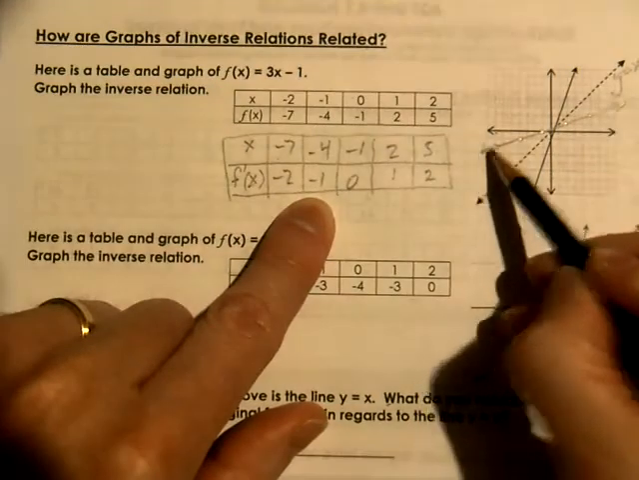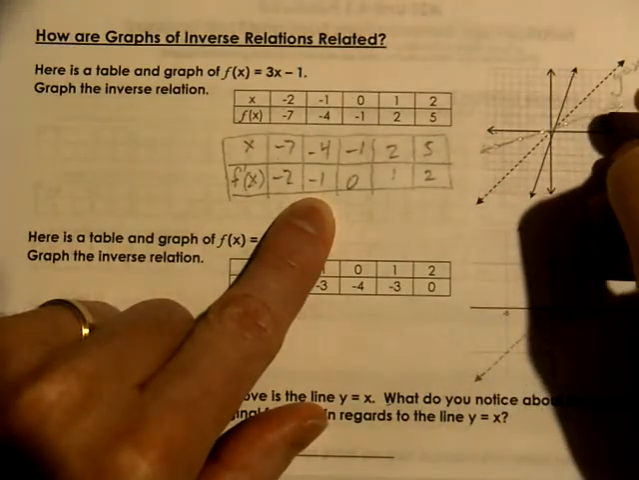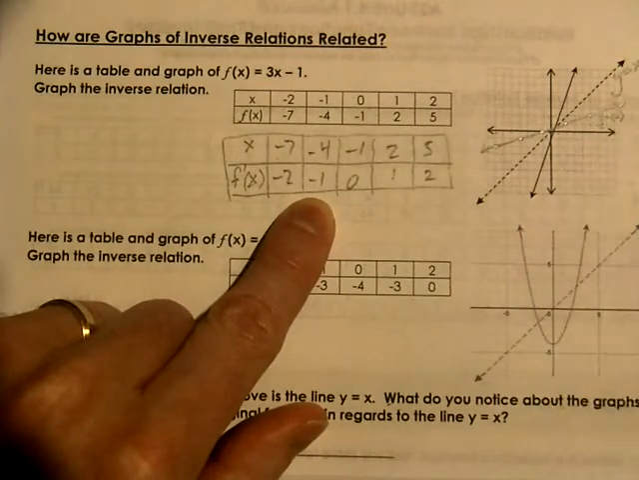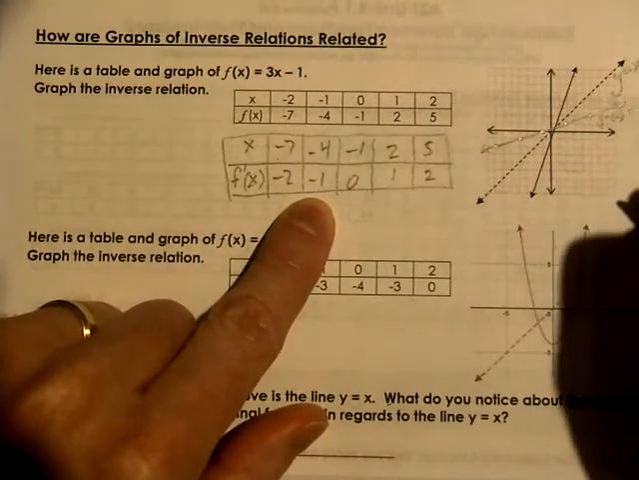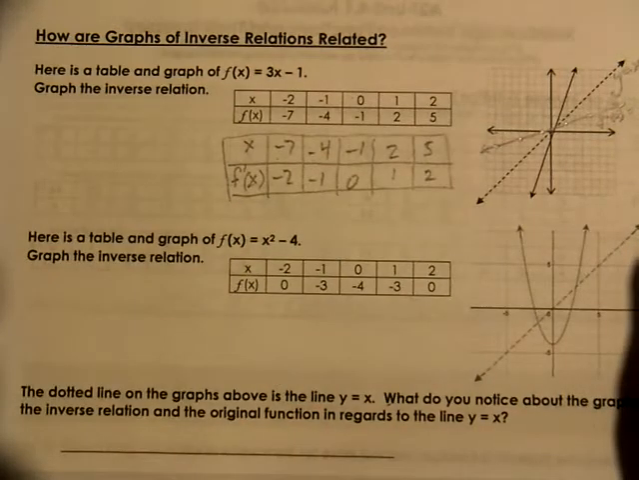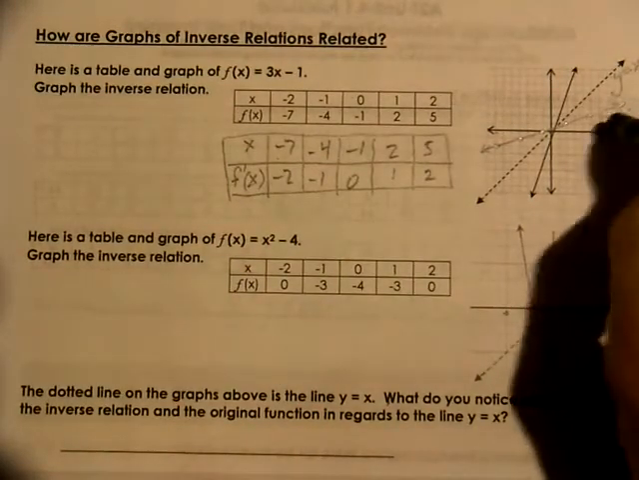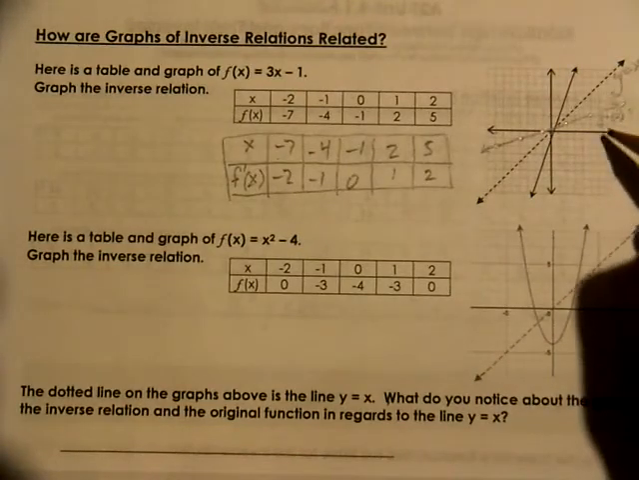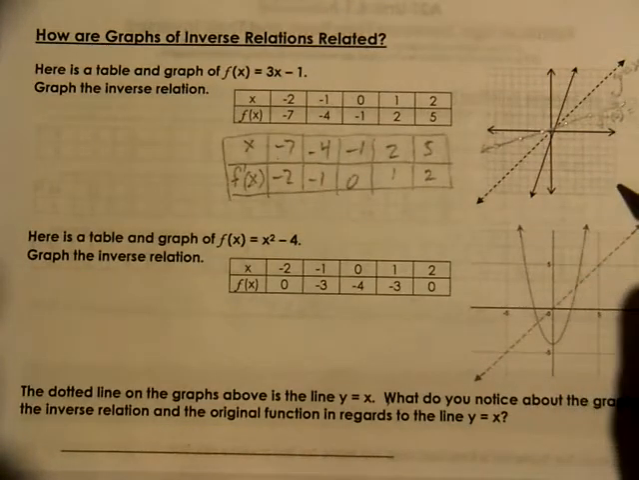This is your new line. This is your f prime of x because it's your inverse. And actually at this point we haven't talked about writing the equation, so we won't worry about writing the equation, but this is your f prime of x. This is your inverse.